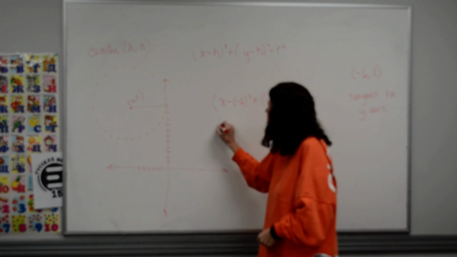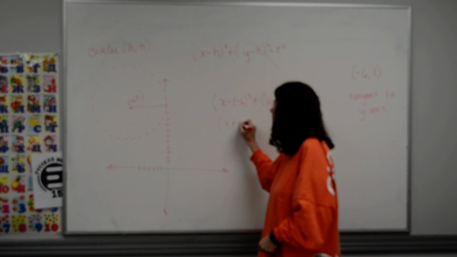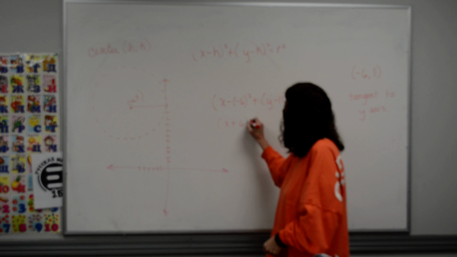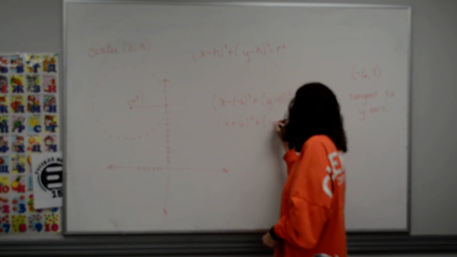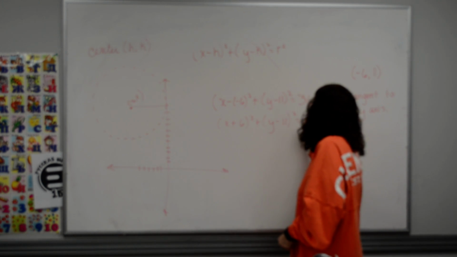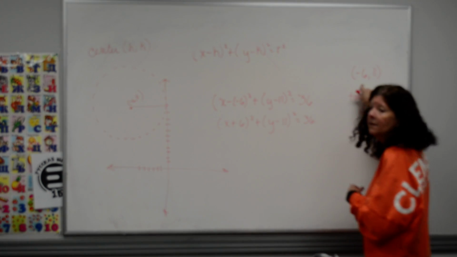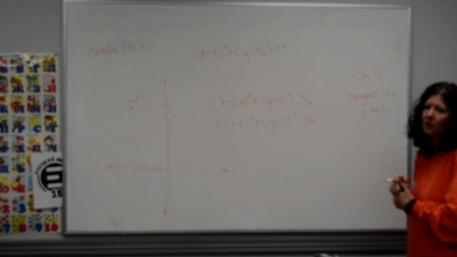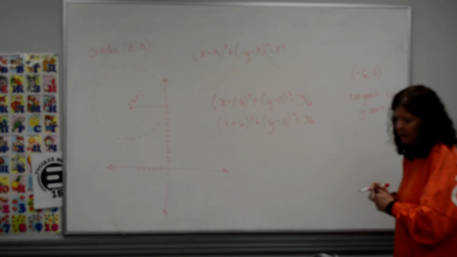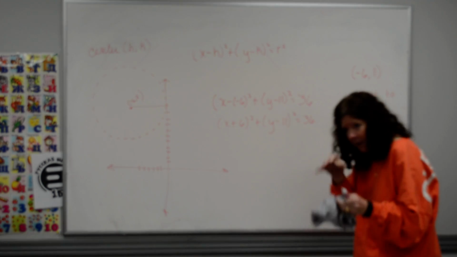The only thing that I could go back and do is make that plus because it's minus a negative. So this is the equation of the circle that has a center at -6, 11 and is tangent to the y-axis. Okay, let's do another one of those.